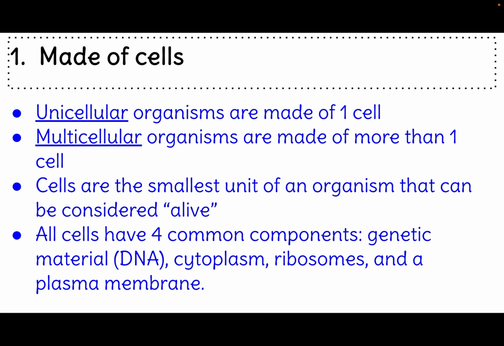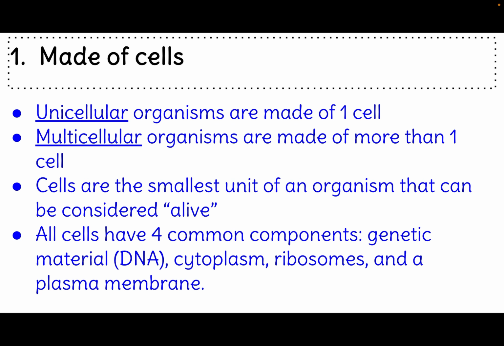So the first characteristic of all living things is that they are made of cells. We have unicellular organisms that are made up of one cell. Uni means one, and then cellular means cell, so one cell. On the other hand, we have multicellular organisms. Multi means many, and then cellular means cells. So these organisms are made up of more than one cell.